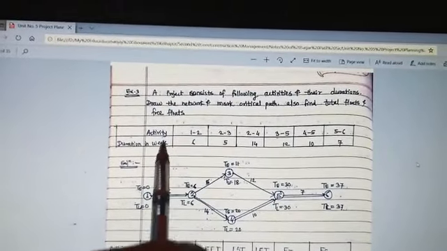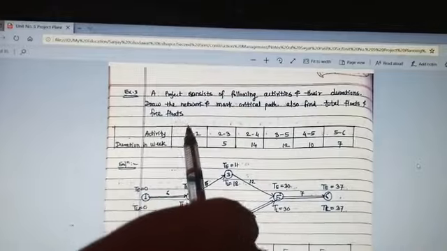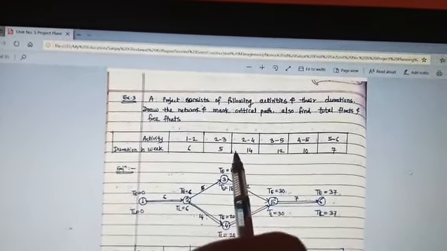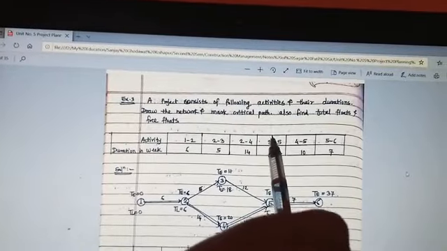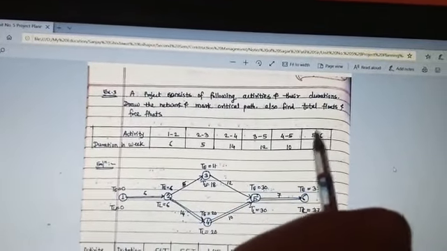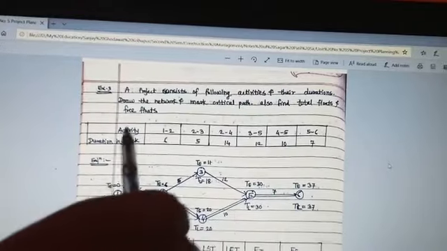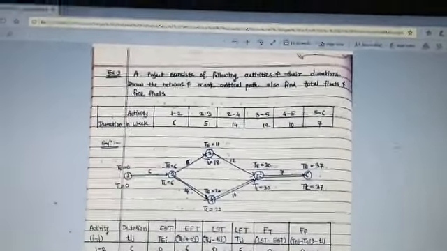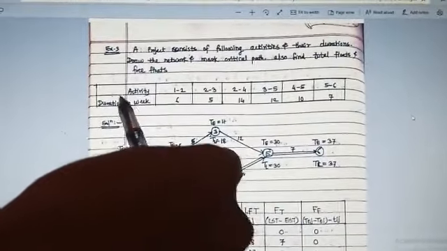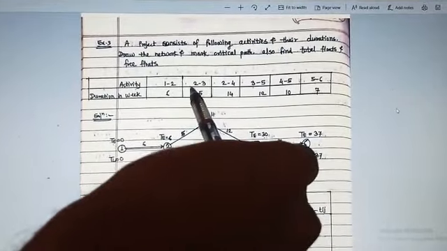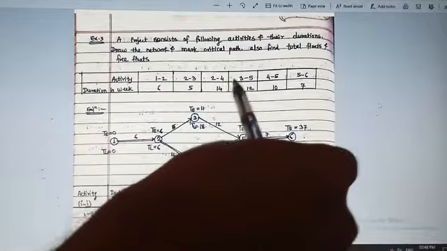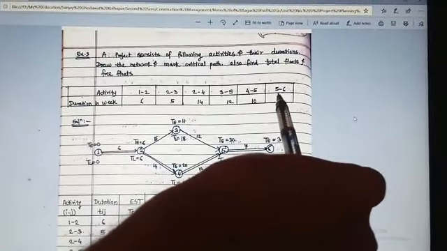Per activity, if you look, the first activity is 1 to 2, the second activity is 2 to 3, the third activity is 2 to 4, and then 3 to 5, then 4 to 5, and then 5 to 6. For these respective activities we have durations in weeks. For the first activity the duration is 6, for the second activity it is 5, for the third activity it is 14, and then 12, then 10, and then 7.